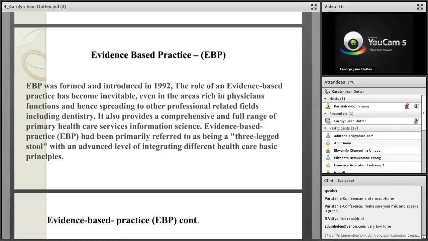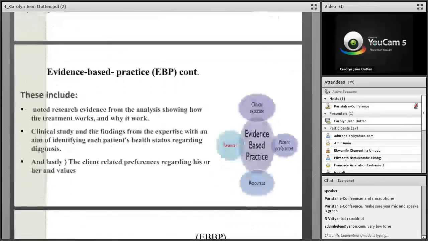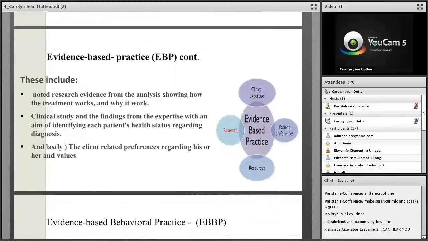Evidence-based practice has primarily been referred to as a three-leg tool with an evidence level, integrating different healthcare basic principles. These include research evidence from the analysis showing how the treatment works and why it works, and clinical study and the findings from expertise with an aim of identifying each patient's health status.